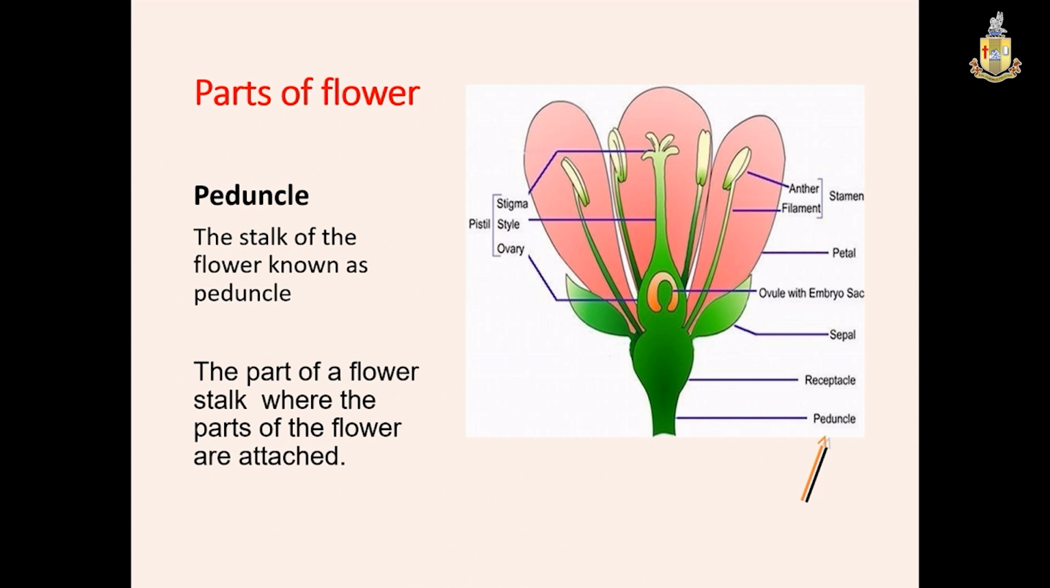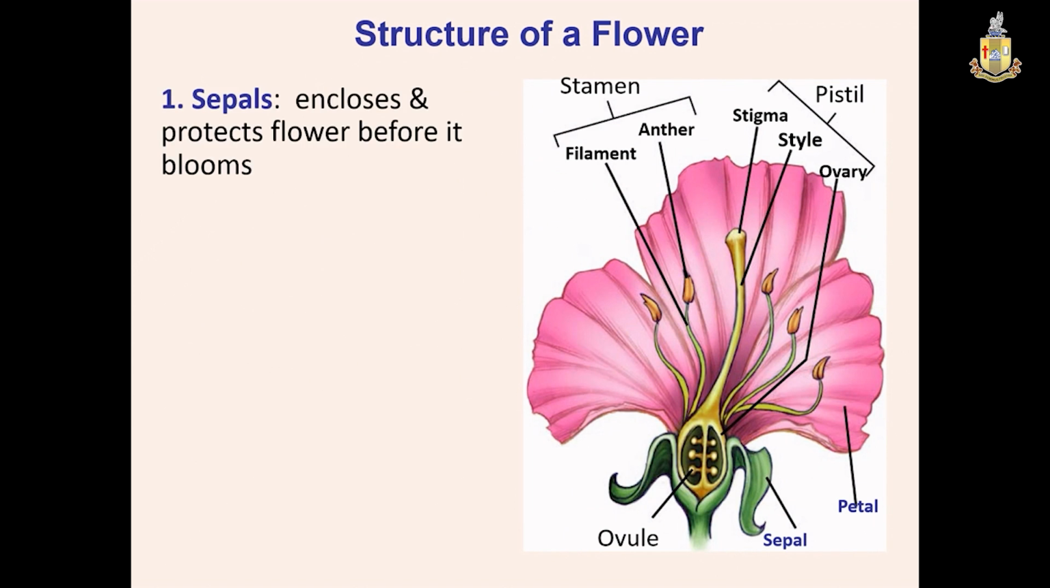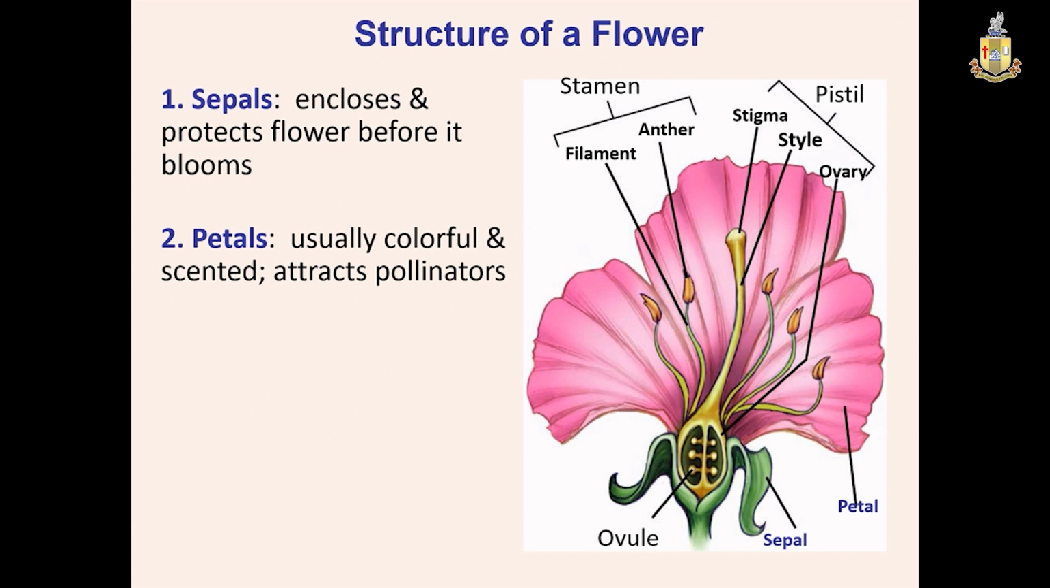Peduncle is nothing but the stalk of the flower, and the receptacle, as I said, is where the flower stalk and other parts are attached. Sepals are otherwise known as calyx. It encloses and protects the flower before it blooms. Petals are also known as corolla. It's usually colorful and scented. It attracts pollinators. The sepals and petals are non-essential parts of the flower.